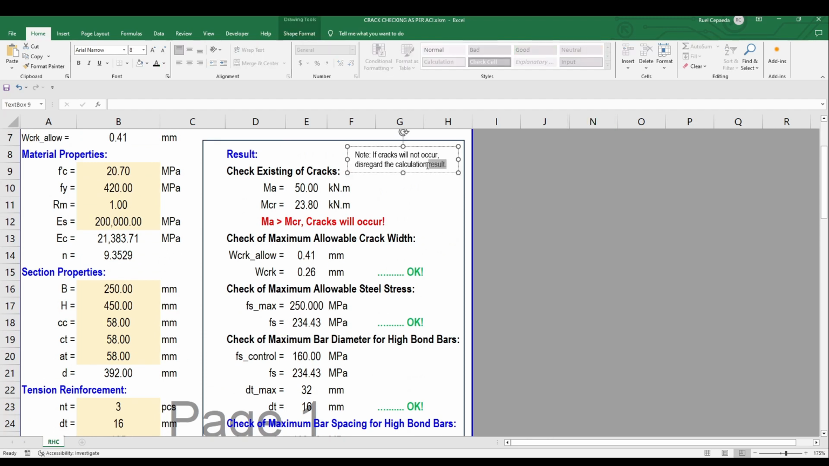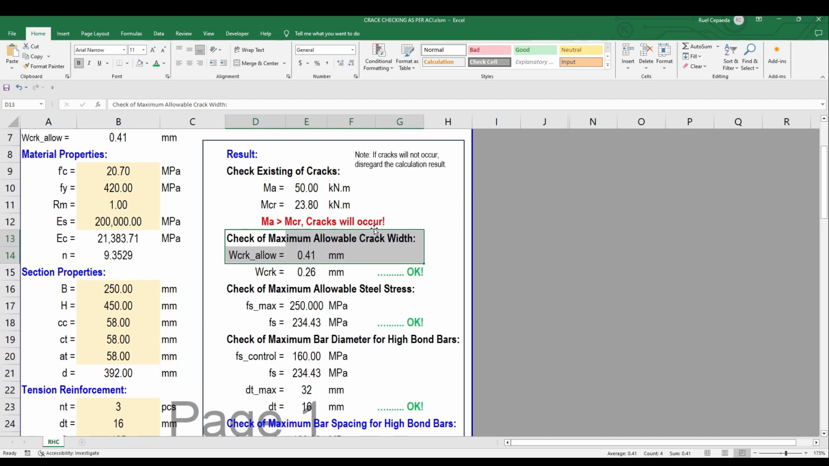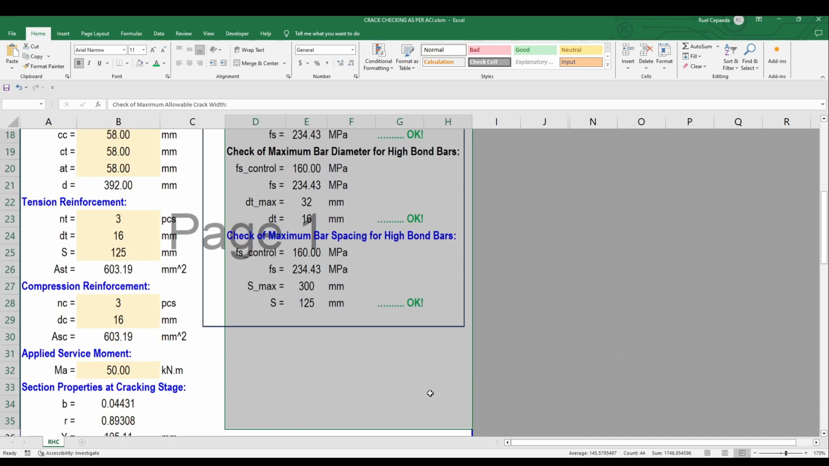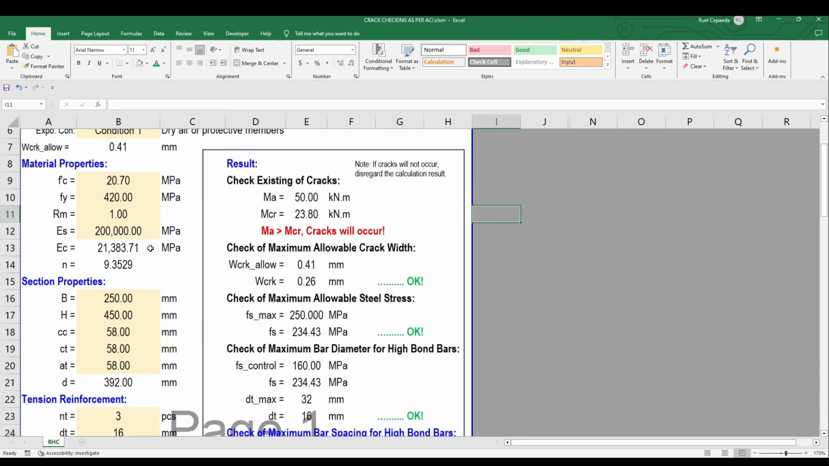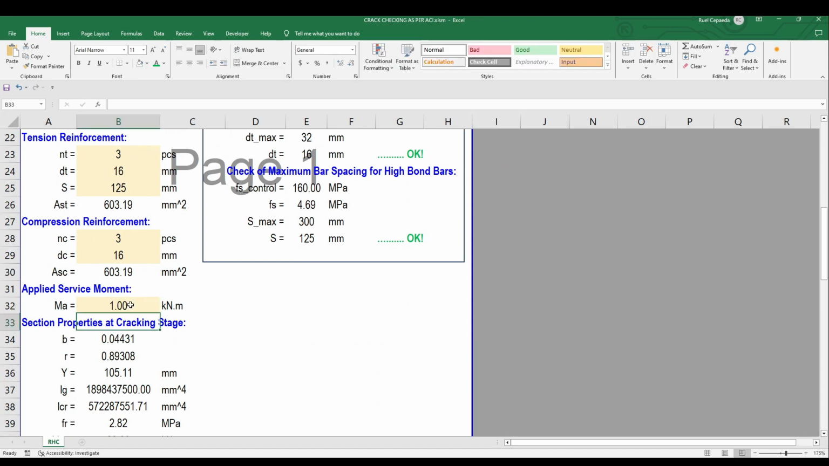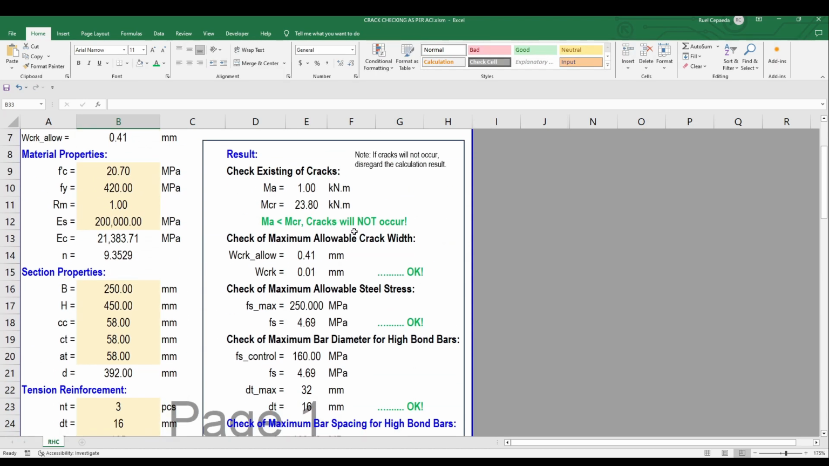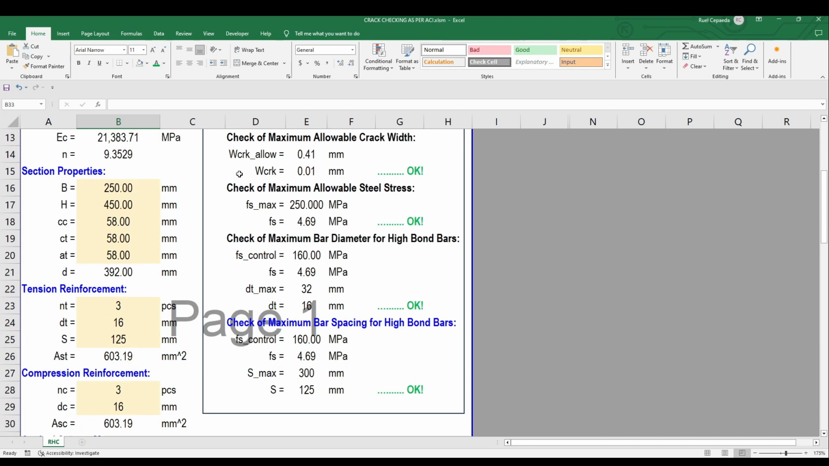Then, tandaan nyo guys, I have a note here. If cracks will not occur, i-disregard din yung calculation. Kasi, hindi ko na pinormula kasi supposed to be kapag hindi mag-occur yung cracks, wala dapat to. Hindi siya mag-show. Okay, for example, ipalitin natin yung moment. Ito. So, cracks will not occur. Ito kasi yung service load natin is 1 lang. Then, MCR natin ng section is 23.80 yung maximum. So, makakaya pa na hindi magka-crack yung beam natin until 23.8 kN. So, this checking, hindi na yung kasama dapat.